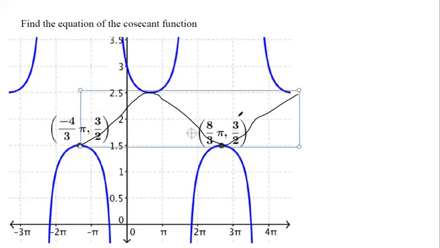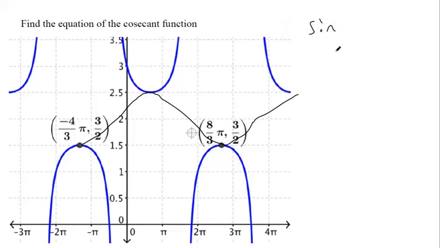And if you can figure out the sine function in black there, then cosecant just replaces the sine function in the algebraic term. Instead of writing sine, once you get that all written out, you just replace that with cosecant. Okay, so let's find the sine function for that black curve that I just drew.